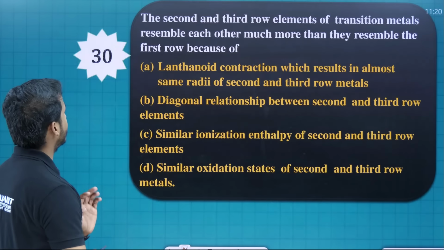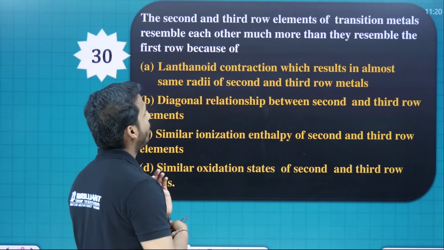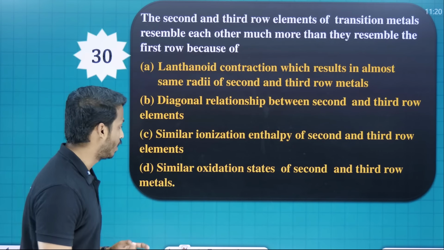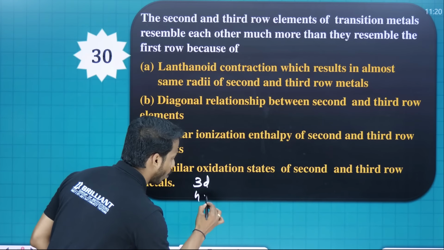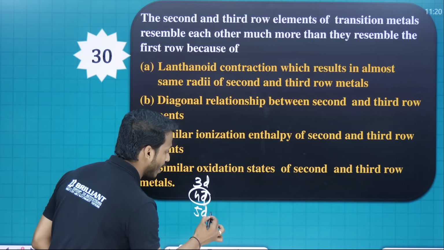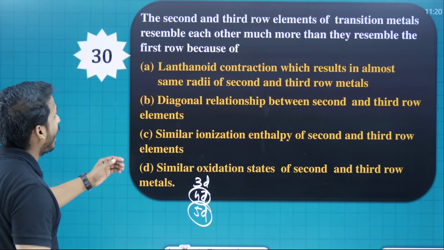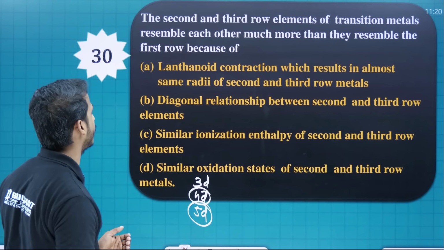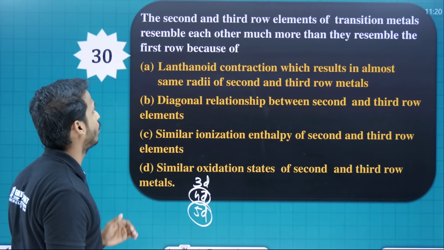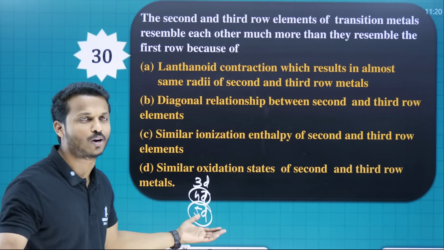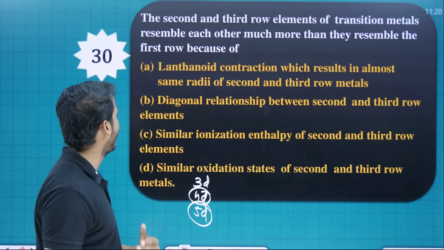Next: the second and third row elements of the transition metals, meaning the 4d and 5d series, resemble each other much more than the first row. We already discussed this: it is due to lanthanide contraction.